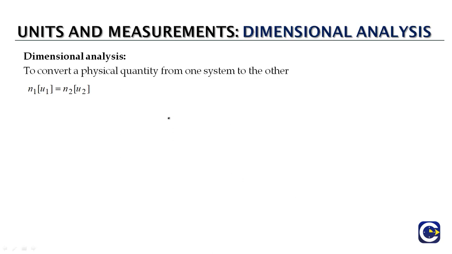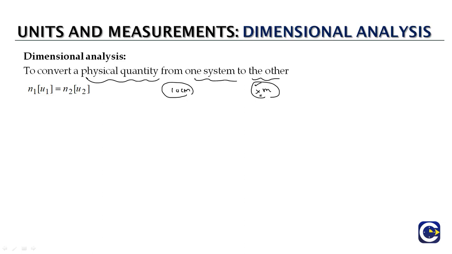Now dimensional analysis can also be useful to convert a physical quantity value from one system to the other. What we mean by this is, for example, 10 centimeters is the length of a particular object in the CGS system. The same distance can be measured in the SI system and we will have the value as x meters. We would not know the value of x, and using dimensional analysis we will be able to find it.